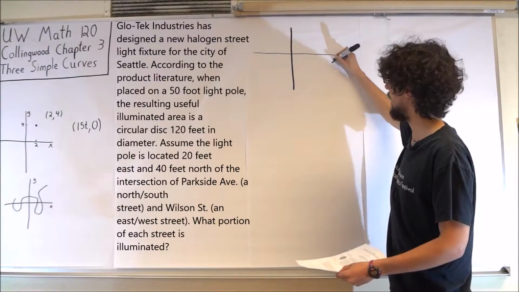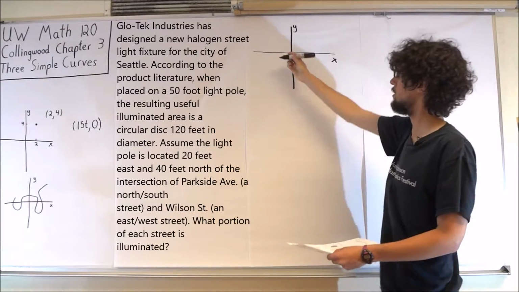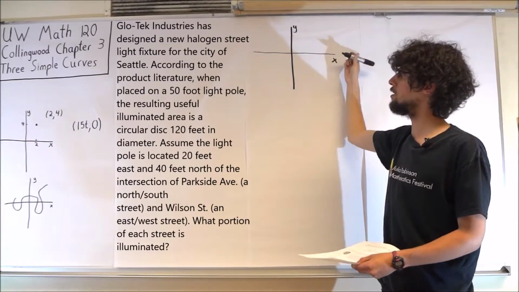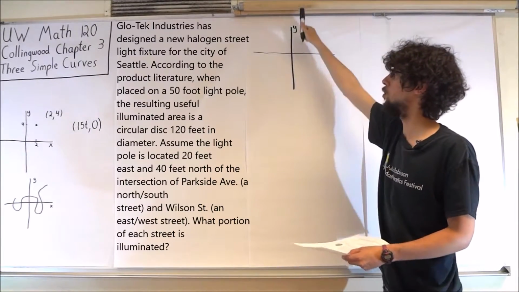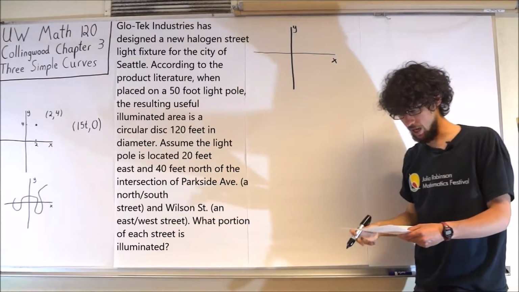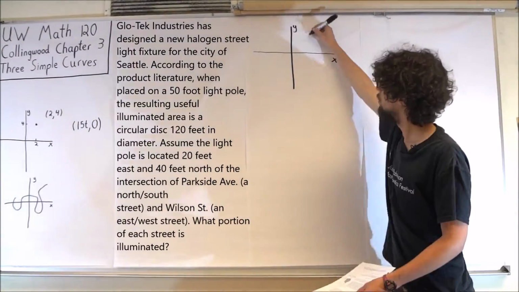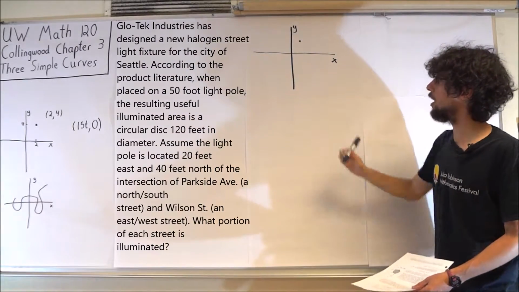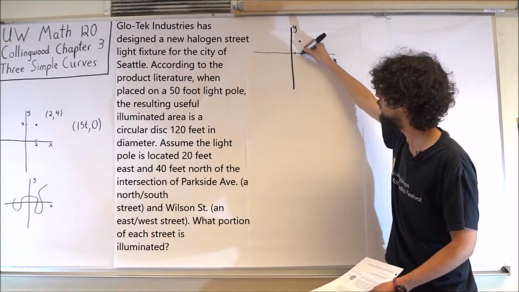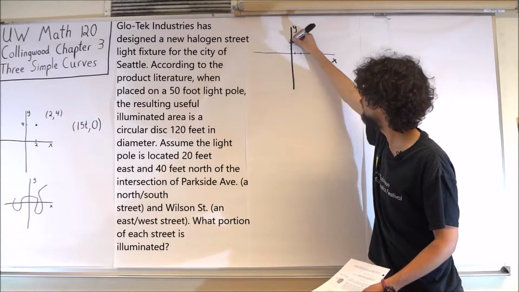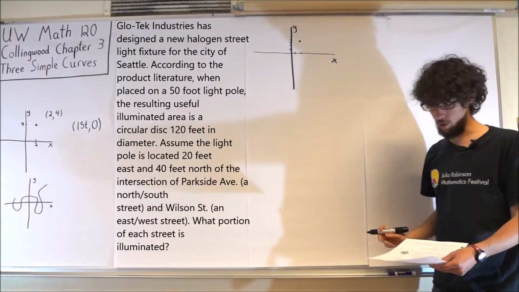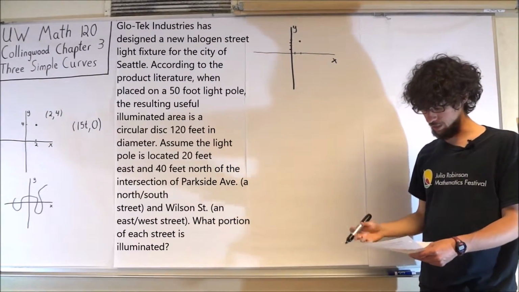So I have an x and y axis. X here is representing east in this direction, west in this direction, north and south. And we have the light pole is 20 feet east and 40 feet north. Let's say here is our light pole, 20 feet east and 40 feet north. Each of these notches is, of course, 10 feet.